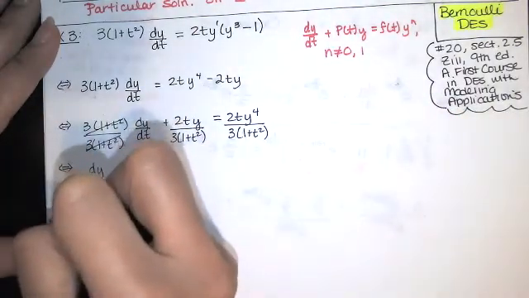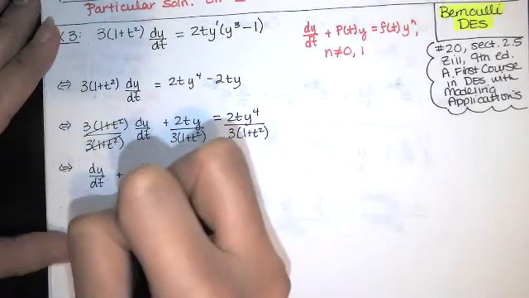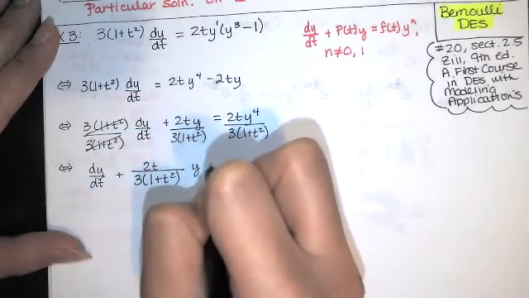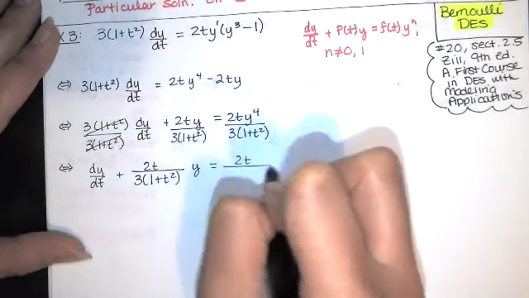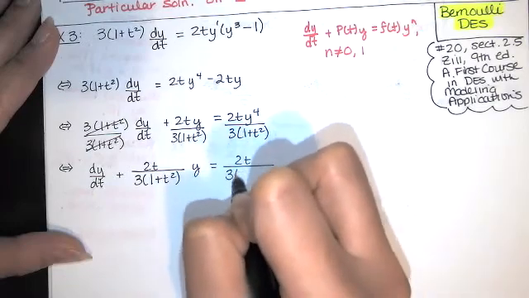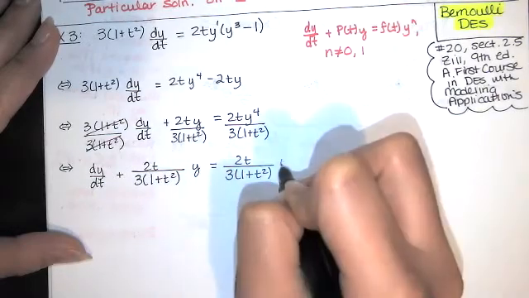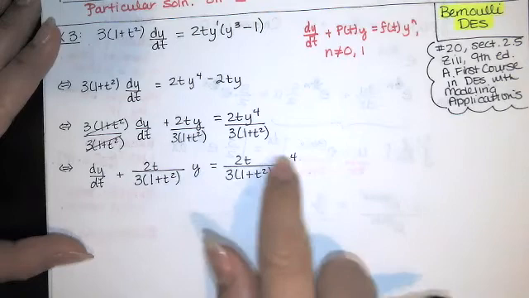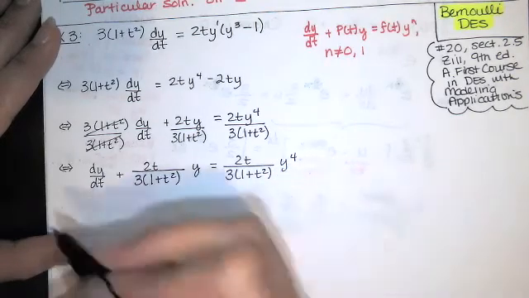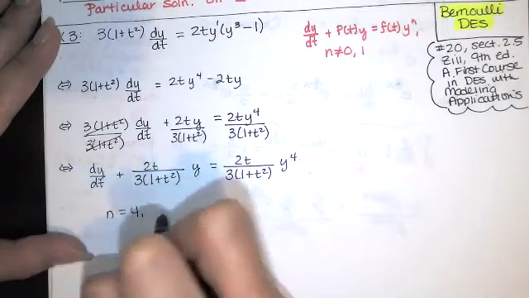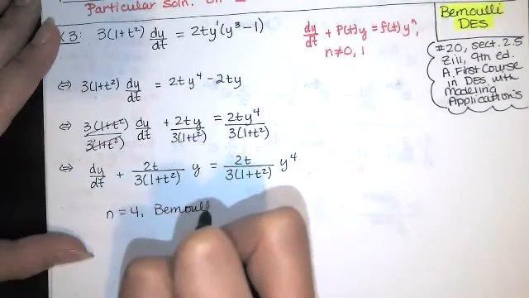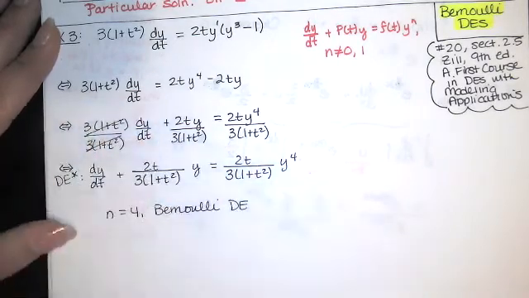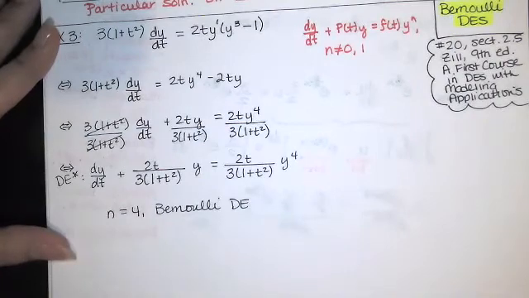So we have dy dt plus 2t over 3 times the quantity 1 plus t squared times y equals 2t divided by 3 times the quantity 1 plus t squared times y to the fourth. So this has this form. That's my p of t times y, and that's my f of t times y to the n, where n equals 4. So this is a Bernoulli differential equation with n equals 4. I'll call this DE star. That's that standard form that I want to start with.